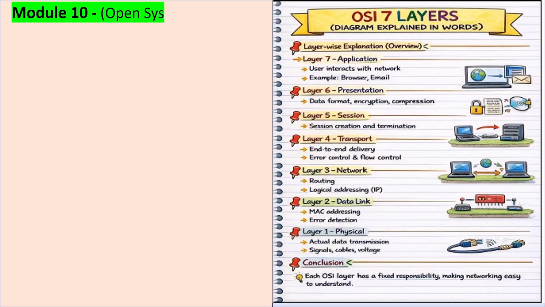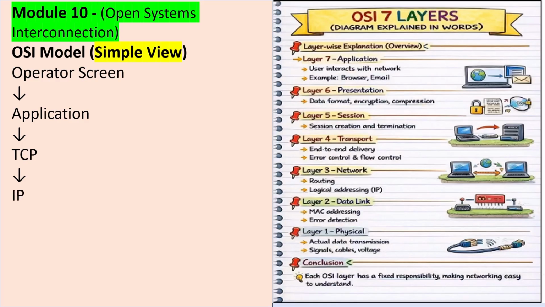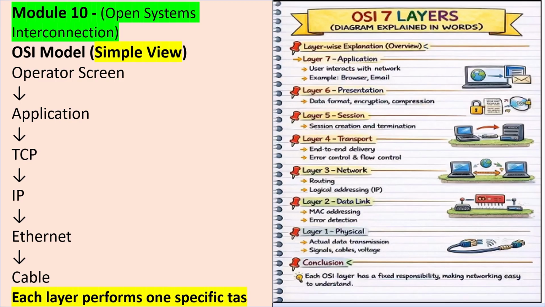Module 10. Open Systems Interconnection. OSI model simple view: operator screen, application, TCP/IP, Ethernet cable. Each layer performs one specific task. This is the simple view. The right-hand side would be a more detailed view.